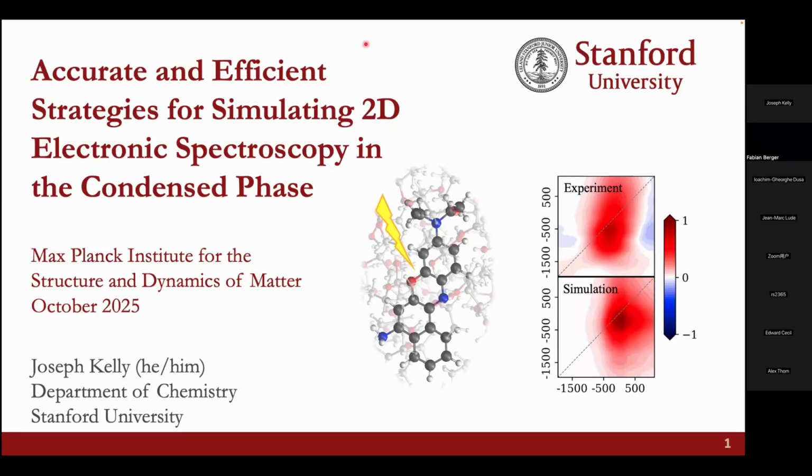So yeah, it's a bit of a mouthful, but effectively what I want to tell you about today is some of the work that I've been doing around both machine learning and non-adiabatic dynamics towards 2D electronic spectroscopy simulations for these chromophores dissolved in solution and broadly applicable to a lot of condensed phase environments.